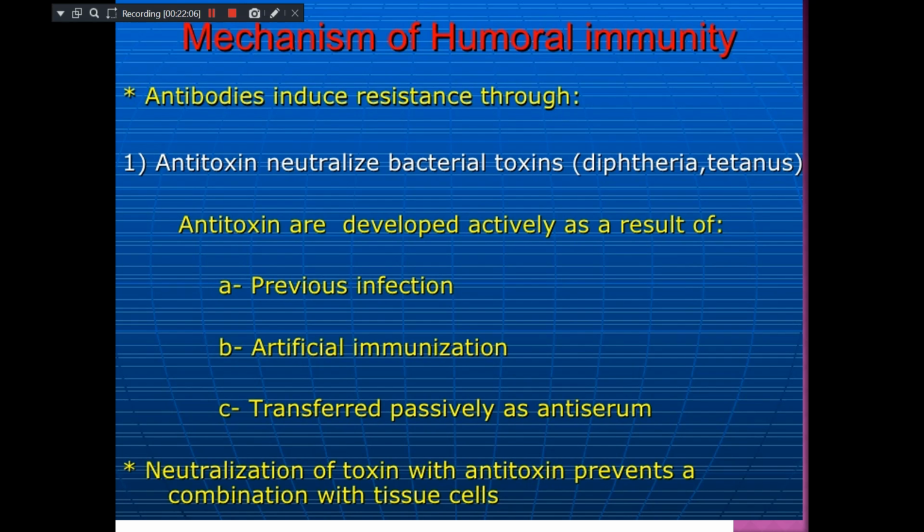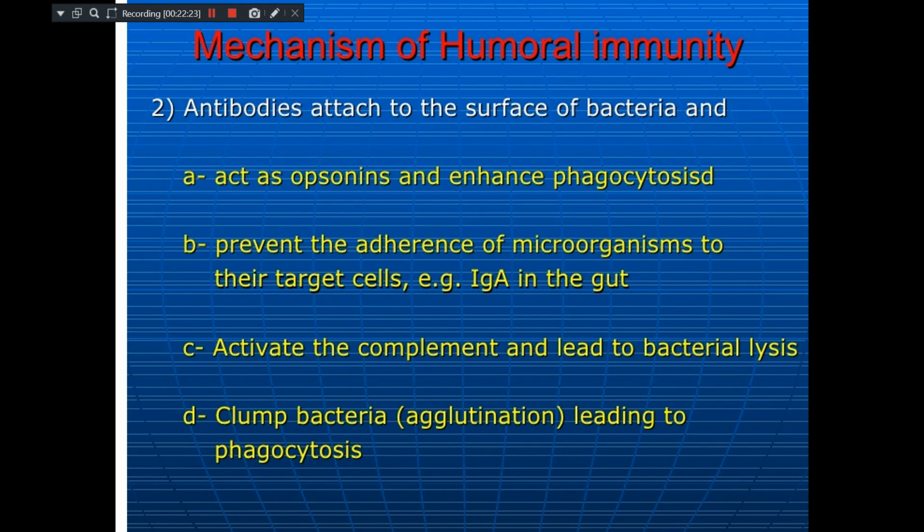As a result, these antitoxins neutralize the toxin and thus prevent combination with the tissue cells. It will not allow the antigen to enter into the tissue cells. Before that, they are tackled and finished. So this is one way. And another one is antibodies.